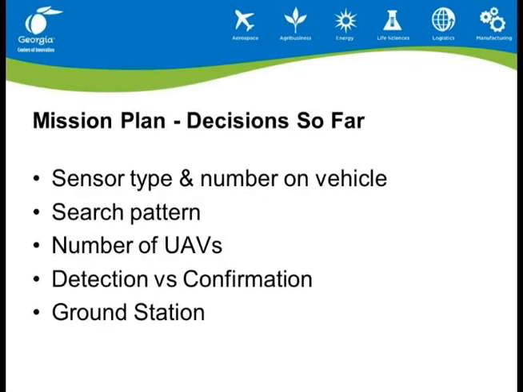So when we get to the end of the mission planning part, the decisions you've made so far is you've chosen your sensor type and the number of sensors on each vehicle. You've looked at your search pattern. You've decided how many UAVs you're going to have total and how many are going to fly at any one time. You've come up with how you're going to detect versus confirm that you found the scout. And there's multiple ways of doing that in terms of using your UAVs or a dedicated UAV. And then you've determined what has to be in your ground station to be able to operate these. So you've made a lot of decisions at this point, and most of these decisions are the ones that really have the most impact on your objective function.